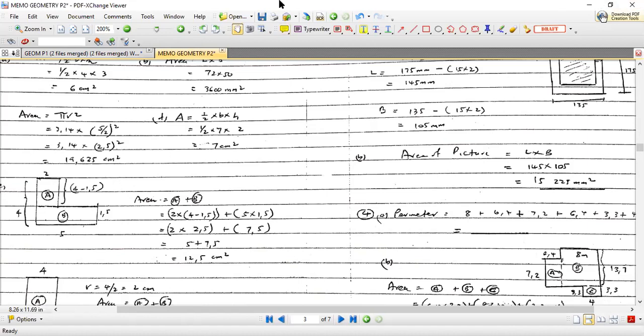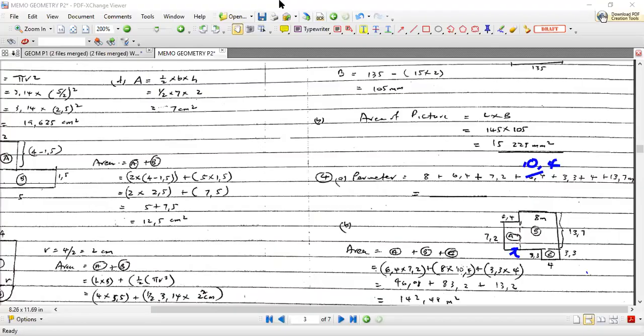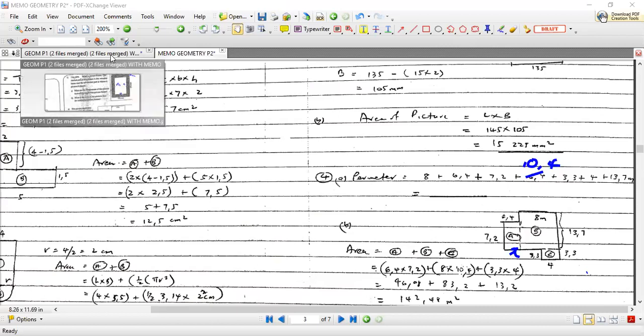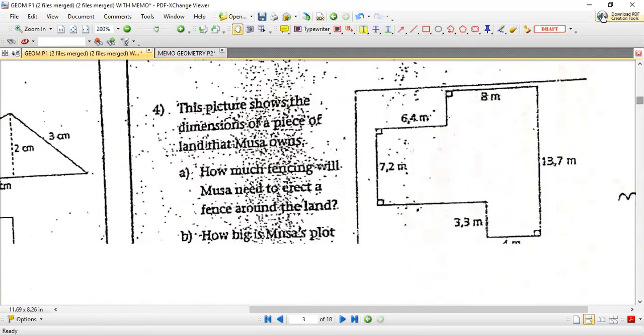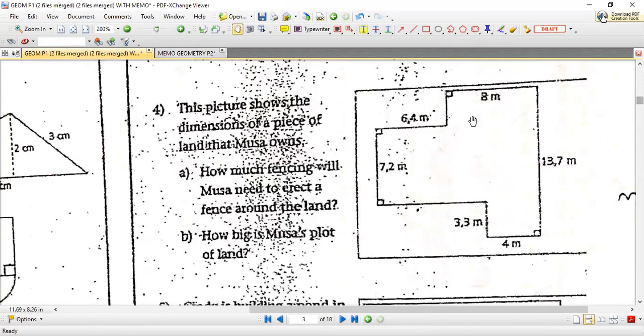We are going to go on to question 4. Right. Let's go on and look at question 4. I'm sure you are now getting the idea of what we have at hand. In this picture here, we have a plot of land, and as you can see, there are measurements given on this piece of land: 8, 6,4, 7,2. This one here is missing. I will call that X. That's 3,3 from there. That's 4, and the whole long bit here is 13,7.